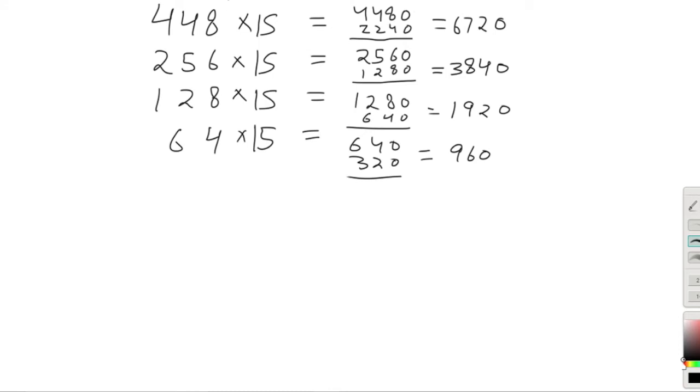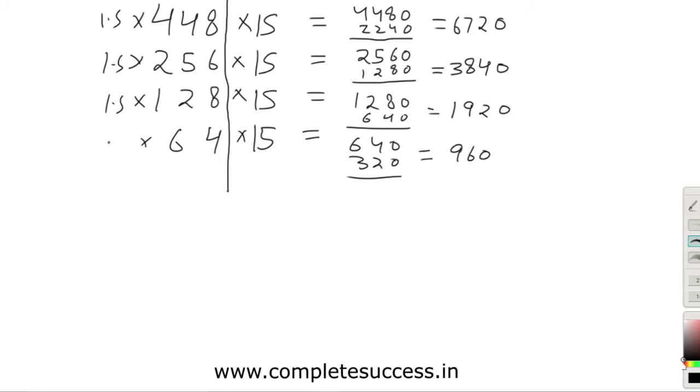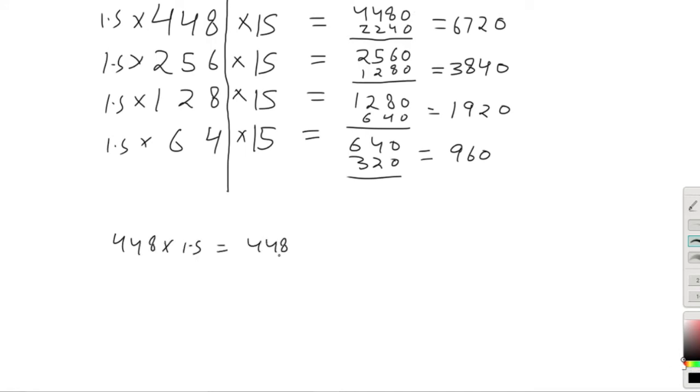Is it clear? Now, if we have to multiply these numbers with 1.5, we have to add half of this number to itself. Is it clear? So 448 into 1.5 means 448 plus 224. Is it clear?